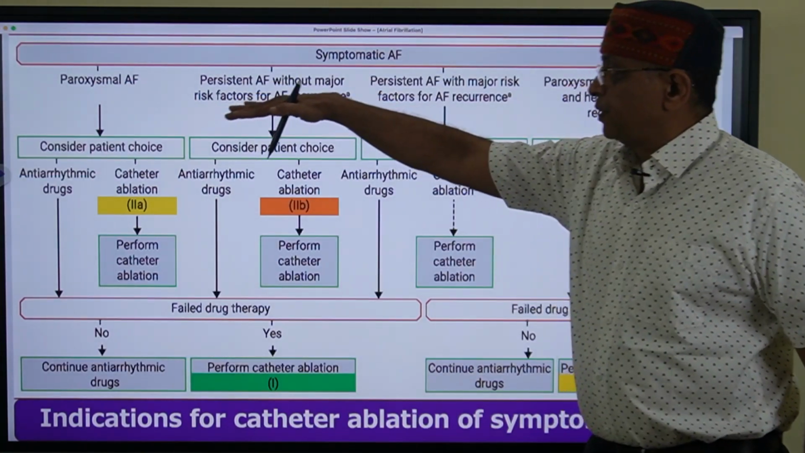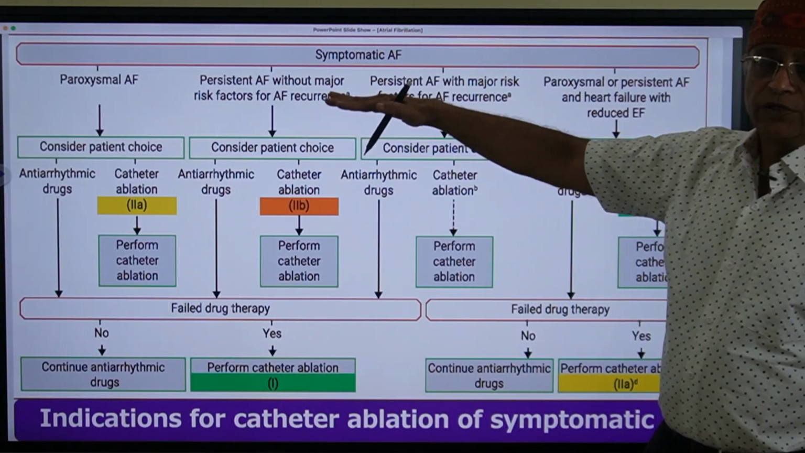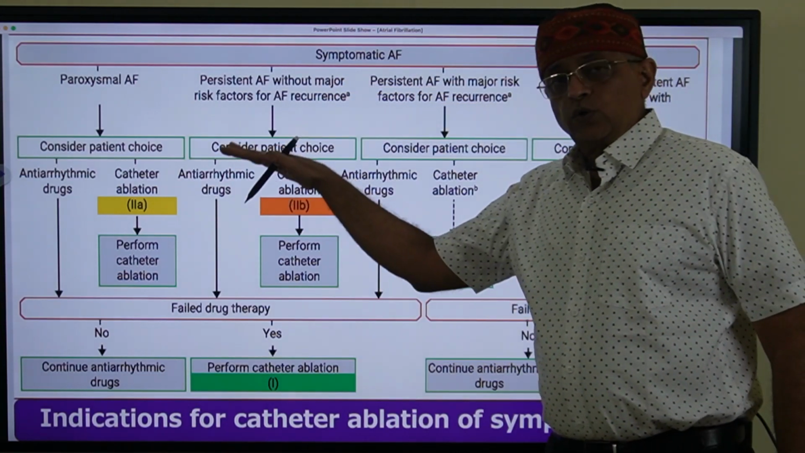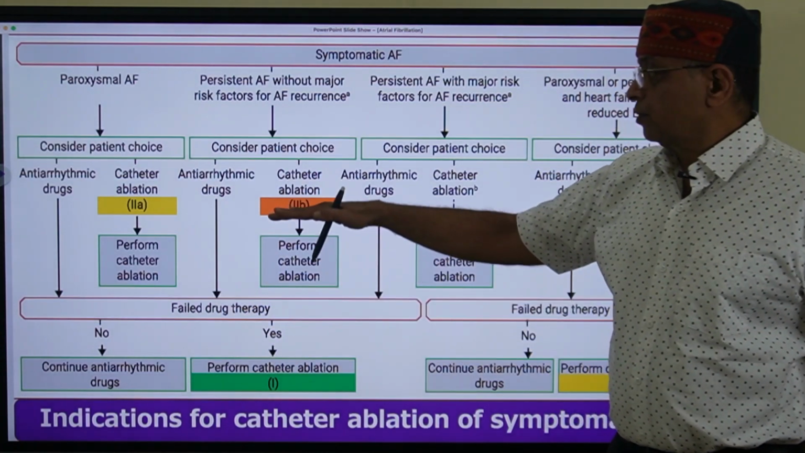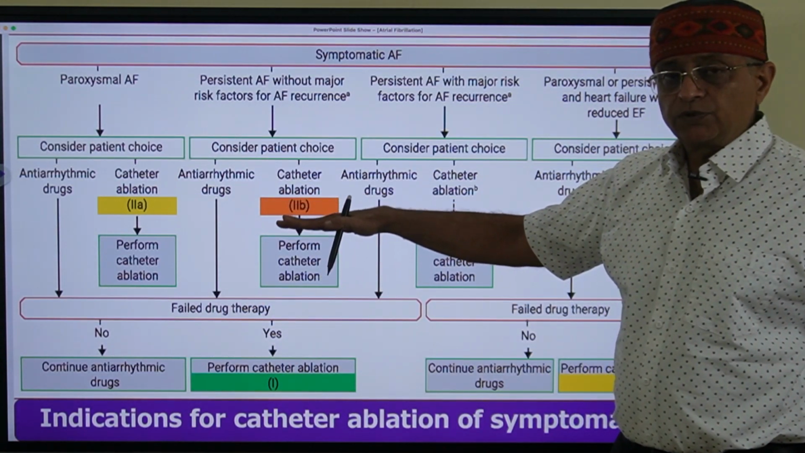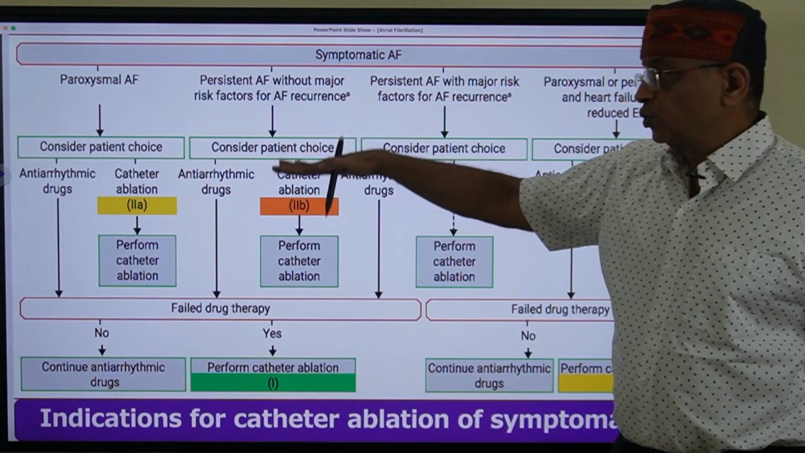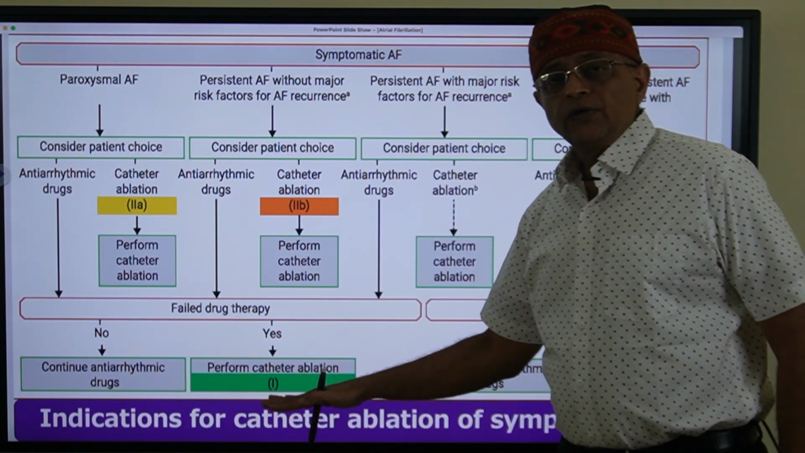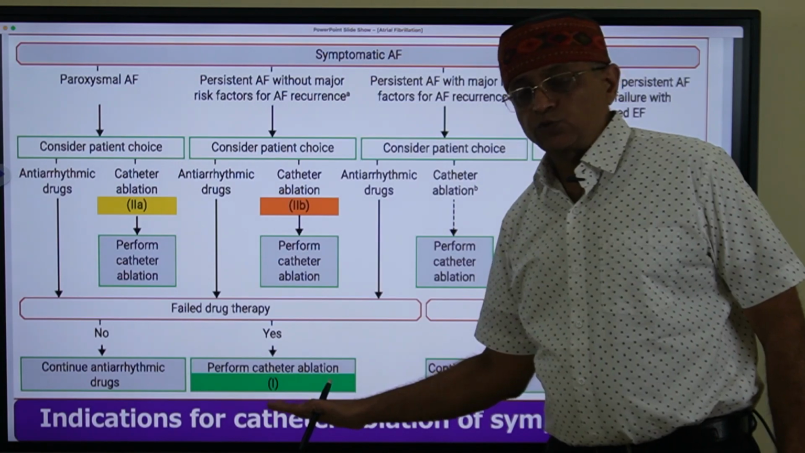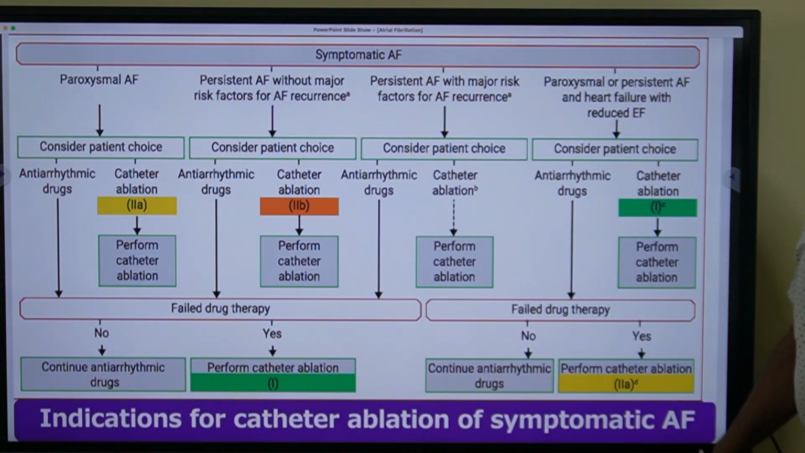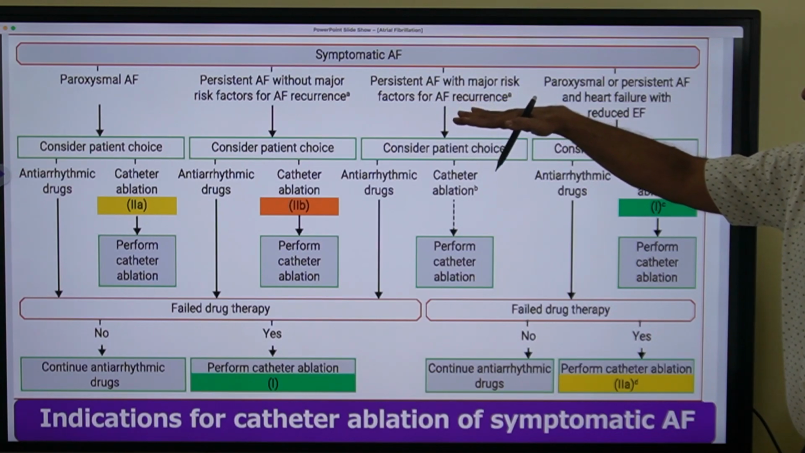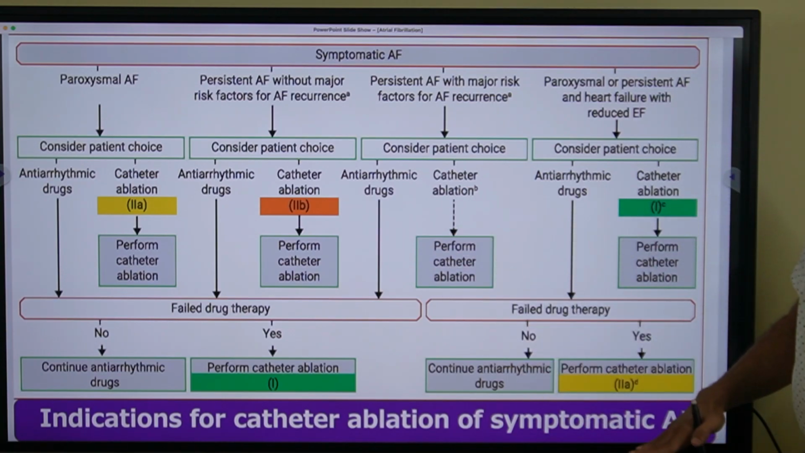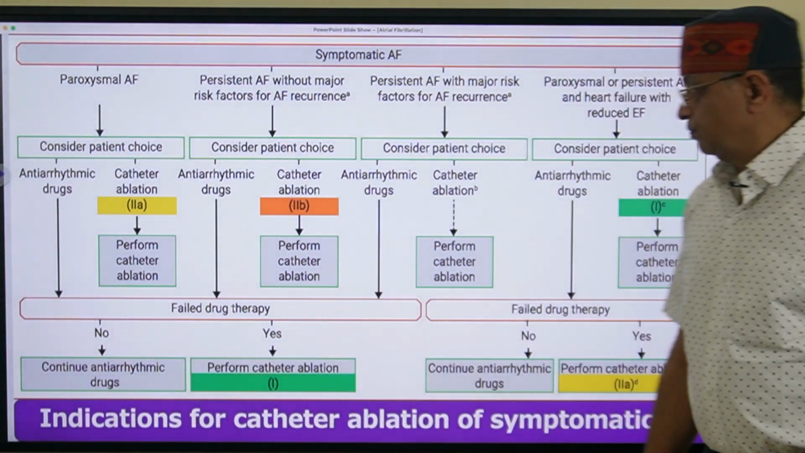If the patient has persistent AF but without major risk factors for atrial fibrillation recurrence, then you can go in for antiarrhythmic drugs, or again catheter ablation becomes a class 2B indication. So you should first prefer antiarrhythmic drugs, but again if these drugs fail, then you can have catheter ablation as a class 1A recommendation. If the patient has persistent AF with major risk factors for recurrence, then antiarrhythmic drugs would be the drugs of choice. If they fail, then go for ablation.